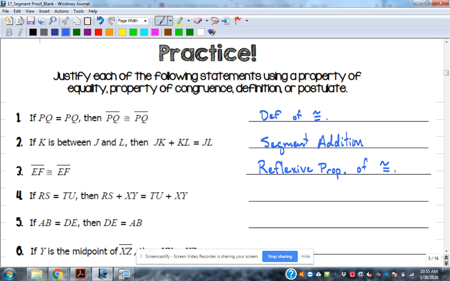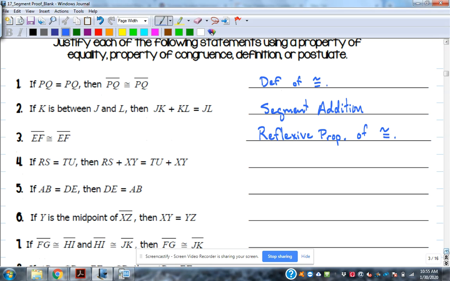I know it seems like it's nitpicky. It is. We're doing proofs. It's nitpicky. All right. If RS is equal to TU, then RS plus XY equals TU plus XY. So are these objects or measurements? Measurements. Why can you tell that? Because they're adding. They don't have the line over. It doesn't have the notation to say we're talking about an object.